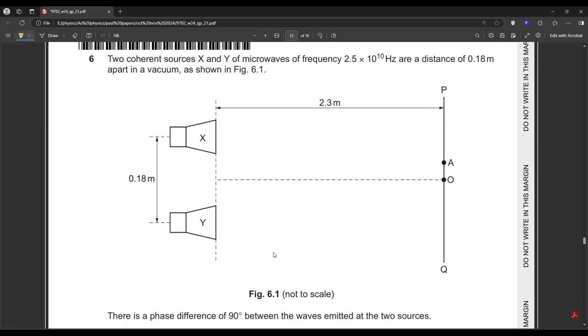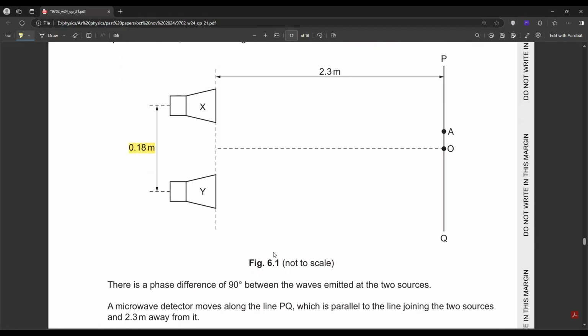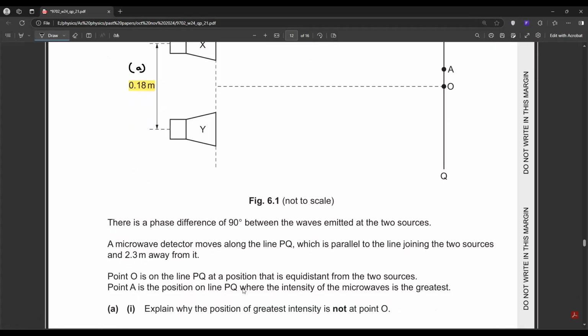Two coherent sources X and Y of microwaves of frequency 2.5 × 10^10 Hertz are at a distance of 0.18 meter apart in a vacuum as shown in figure 6.1. Perfect. So this is your slit separation a. This is your distance capital D between the sources and the screen. Perfect. There is a phase difference of 90 degrees between the waves emitted at the two sources.